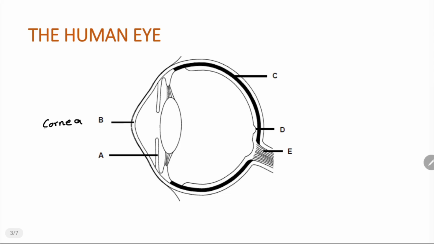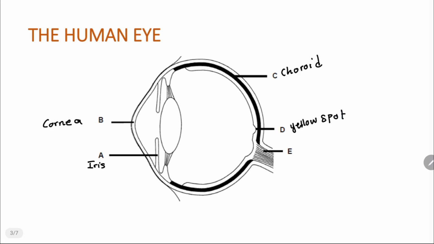So structure B is referred to as the cornea. Structure A is what is referred to as the iris. Structure C is the middle layer of the eye, so we refer to this part as the choroid. Structure D shows a part of the retina that is known as the yellow spot.